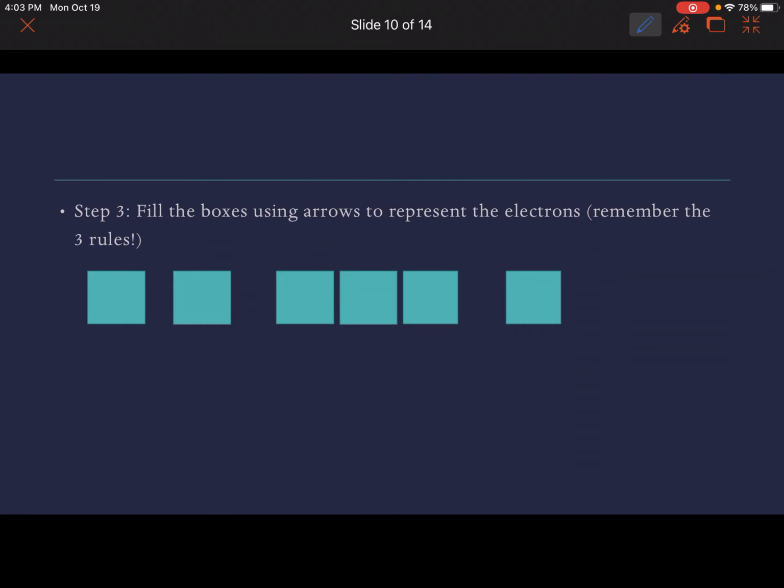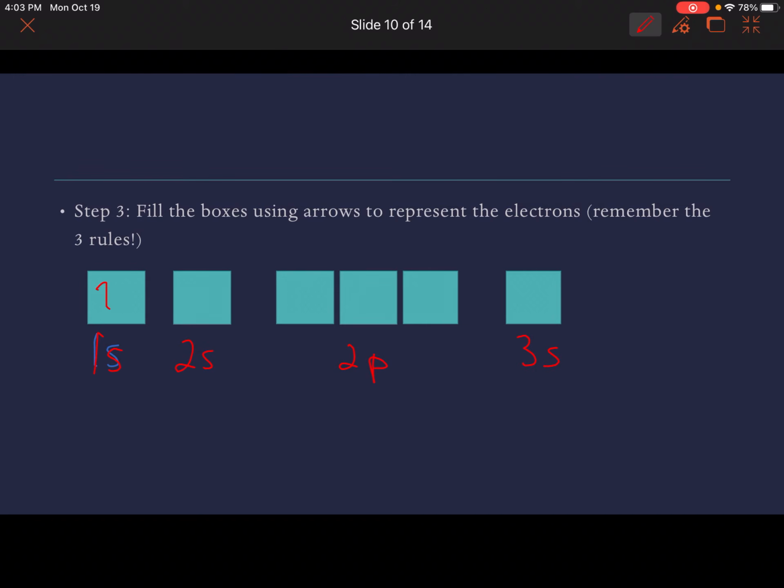So next step, these are the boxes drawn out here nicely for me. You're going to fill the boxes using arrows to represent the electrons. So remember the 3 rules. The Aufbau principle we've already talked about. This is the energy levels. This is going to be my 1s, 2s, 2p, and 3s. Those are the sublevels. And now the orbitals within those, remember, they're going to have opposite spins.